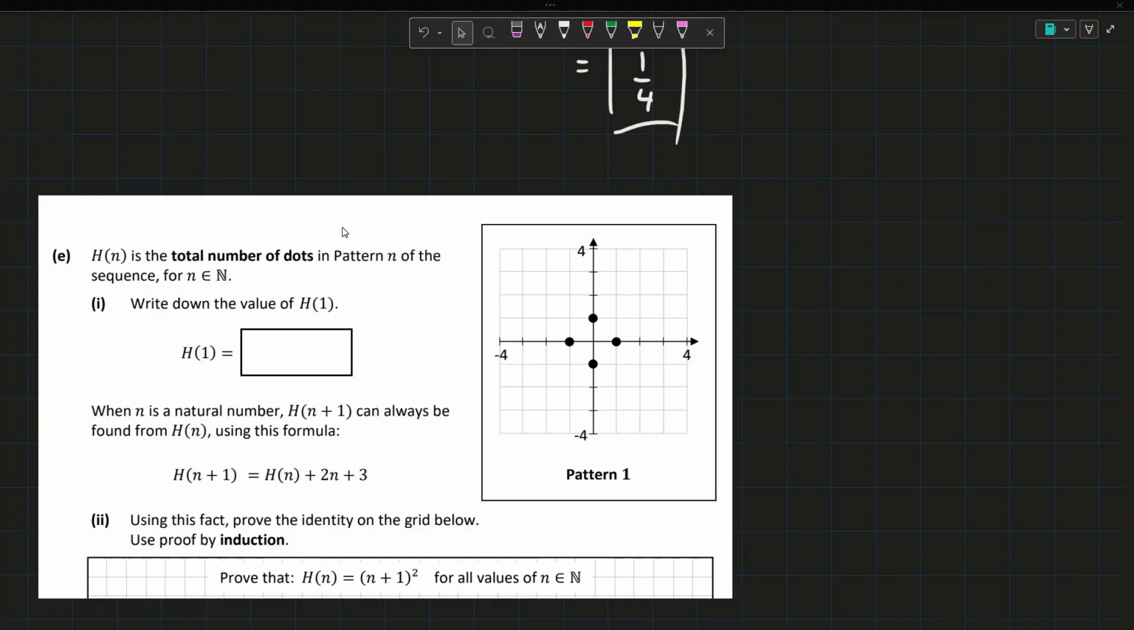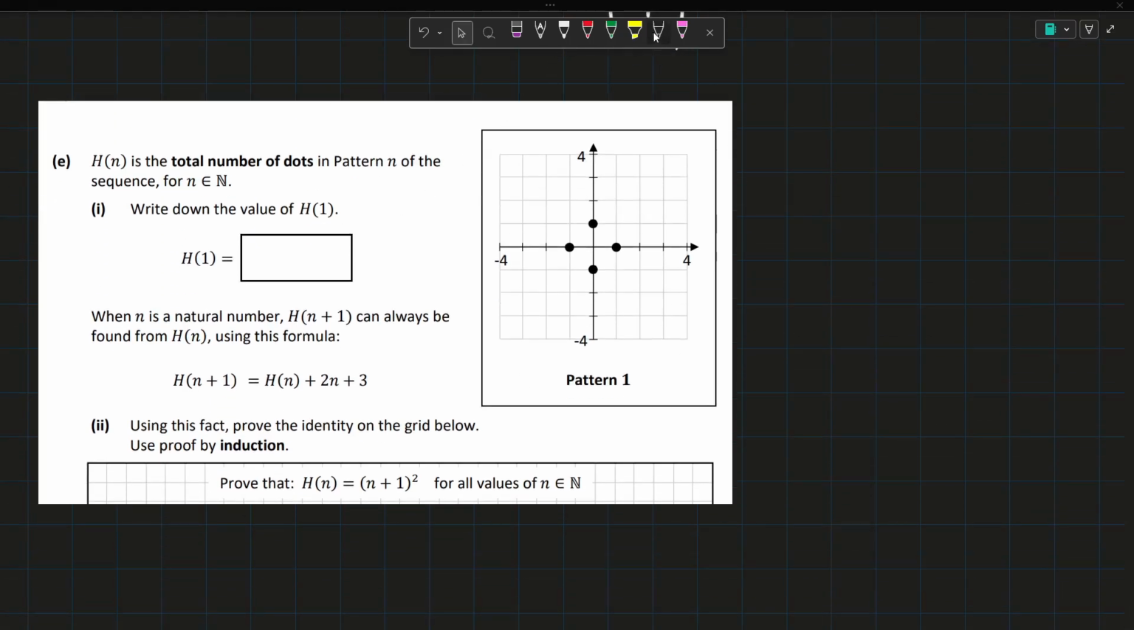Then we're told that h of n is the total number of dots in pattern n. So what's the value of h of 1? Well, how many dots are there in pattern 1? The answer is 4, so that's pretty straightforward.